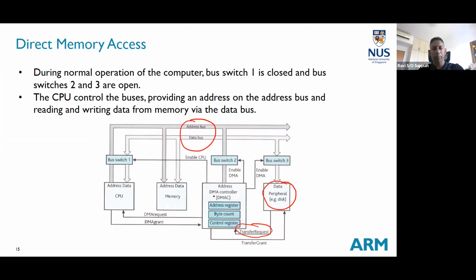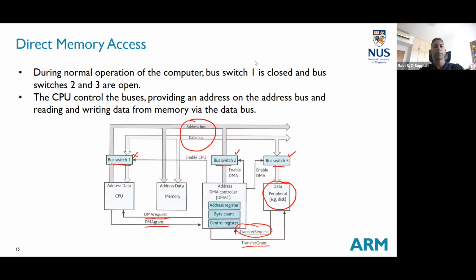All right, and then what will happen? The DMA will send a request to the CPU to ask for permission to carry out this action. Once the CPU gives the grant, that means it gives the approval, the DMA will then send the grant over to the peripheral device. And once that is done, it will now switch the bus. It will disable bus switch 1 and enable bus switch 2 and 3.